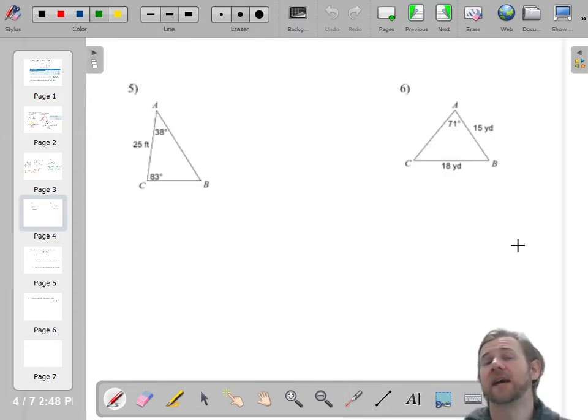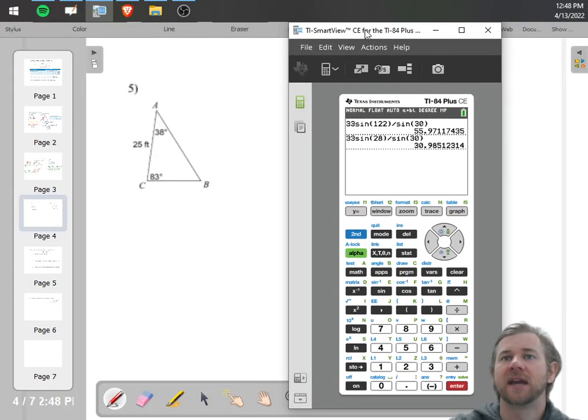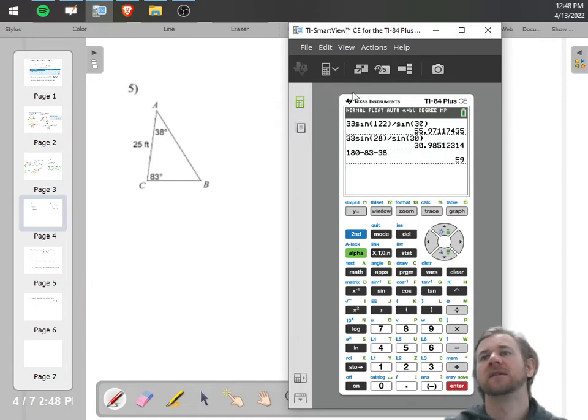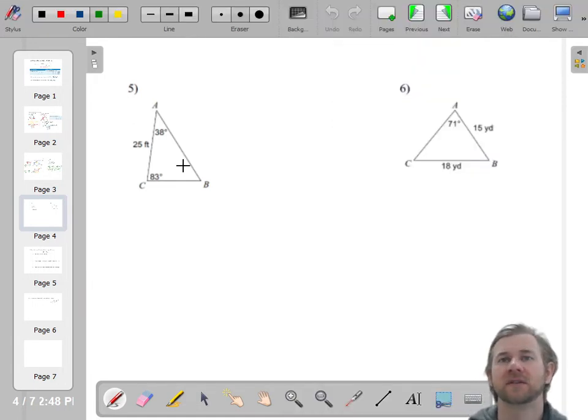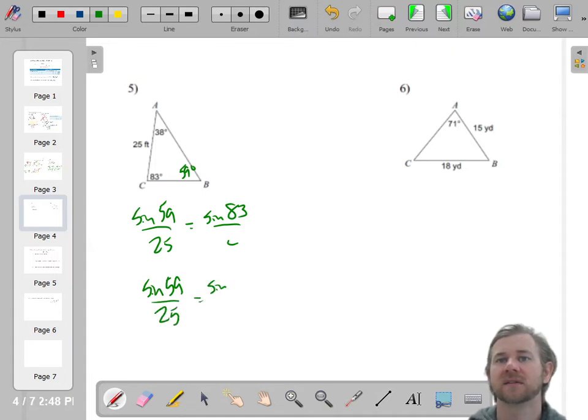All right, another angle, side, angle problem. First thing we'll do is subtract from 180 to get the missing angle. 180 minus 83 minus 38 is 59. So the missing angle is 59. Now I have an angle-side pair. So the sine of 59 over 25 is the sine of 83 over little c, or the sine of 59 over 25 is the sine of 38 over little a.